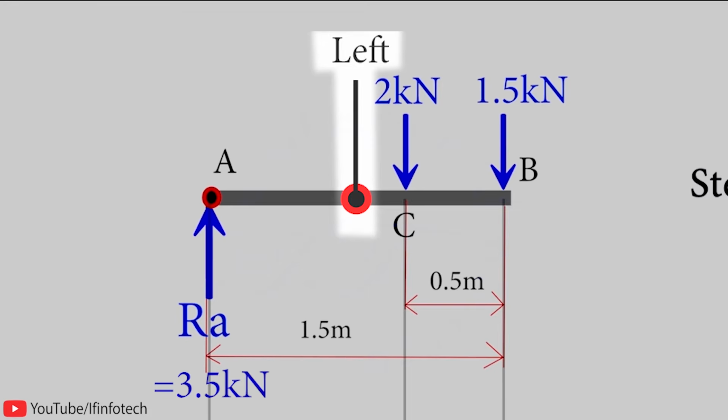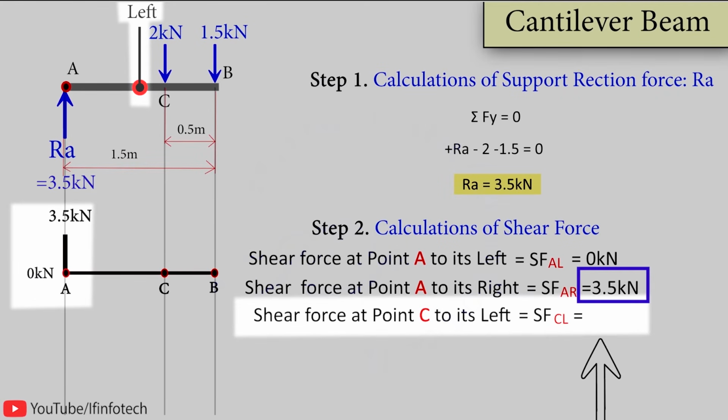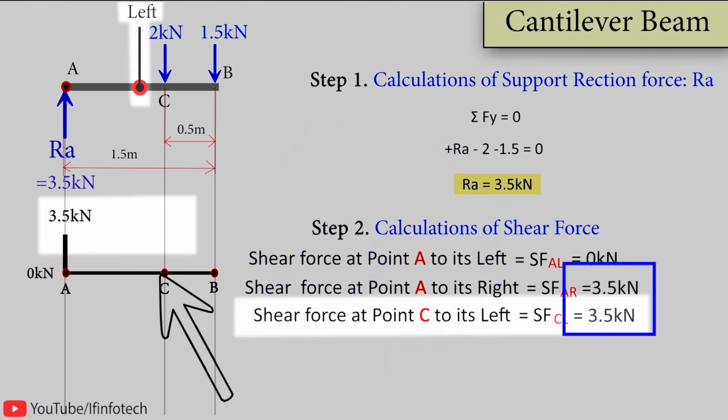Now I am taking section to the left of point C, that is SF at C to the left. Then there is no load on beam between point A to point C. Therefore shear force remains constant, that is shear force at point C to the left is equal to 3.5 kN. Now there is no variation in shear force value, so make horizontal line with shear force value as 3.5 kN.